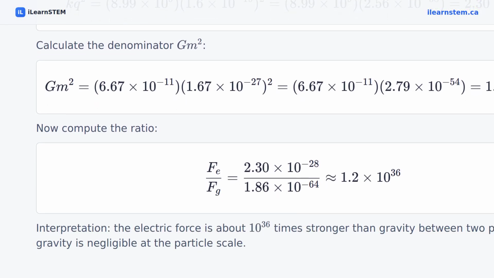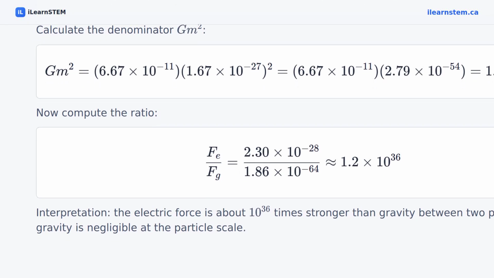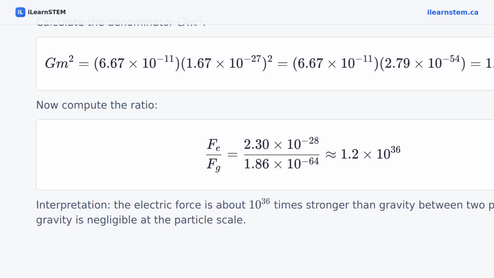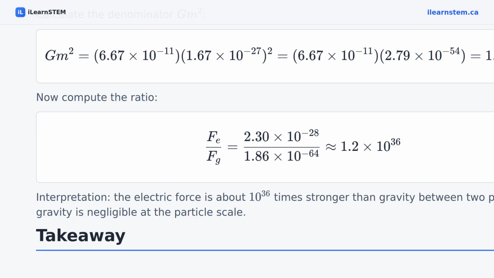Interpretation: the electric force is about 10^36 times stronger than gravity between two protons. Gravity is negligible at the particle scale. The key takeaway is that the electric force is vastly stronger than gravity at the subatomic scale, by a factor of about 10^36.